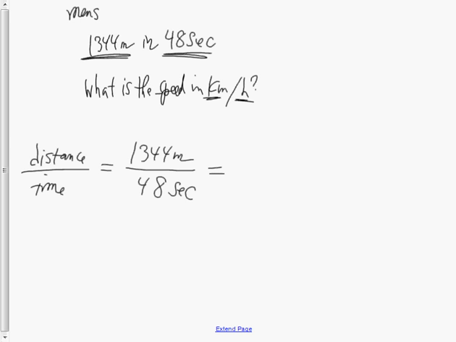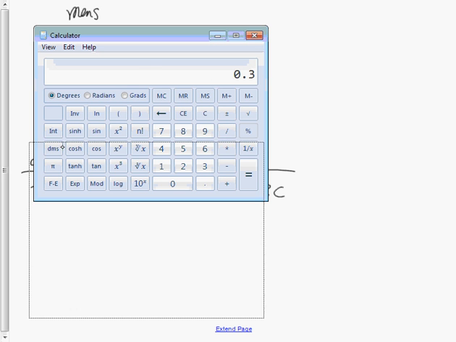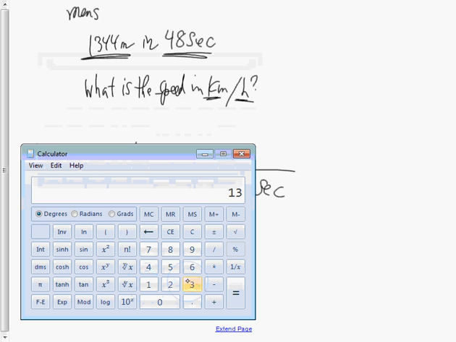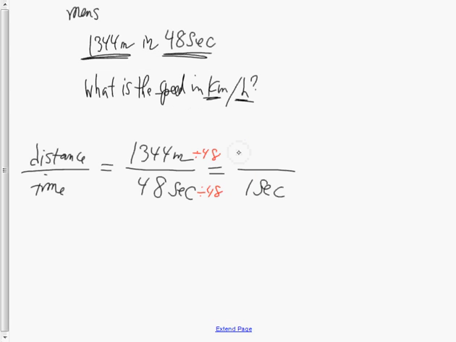So the first thing I'm going to do is figure out how fast they were going per second. That's the unit rate method. So I'm going to divide the first and second term by 48. And that's going to allow me to see how fast this luger was traveling per second. So 1,344 divided by 48 seconds means he was traveling 28 meters every second. So the distance for every second, he was going 28 meters per second.